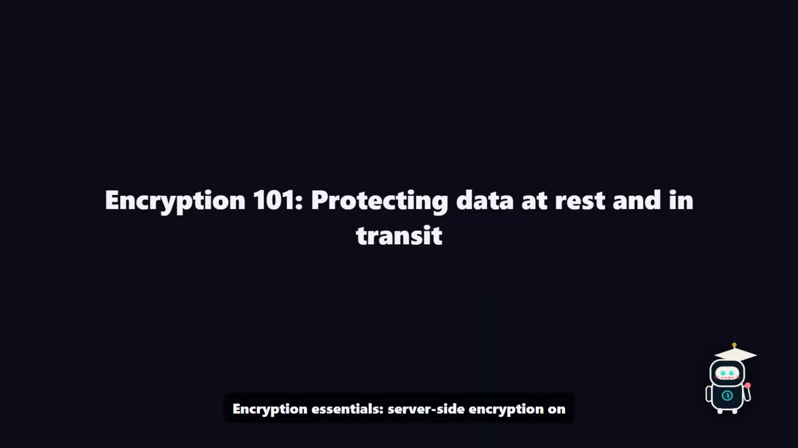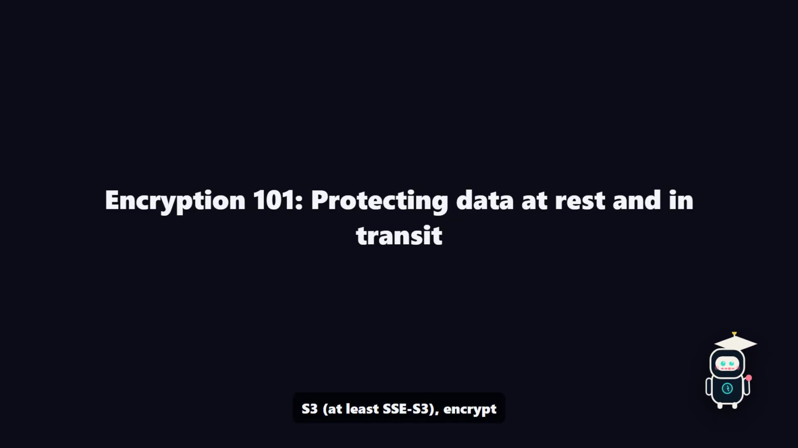Encryption essentials. Server-side encryption on S3, at least SSE-S3. Encrypt SageMaker volumes with KMS. Enforce TLS everywhere. Block unencrypted S3 requests with bucket policies. Three steps to prevent data leaks.